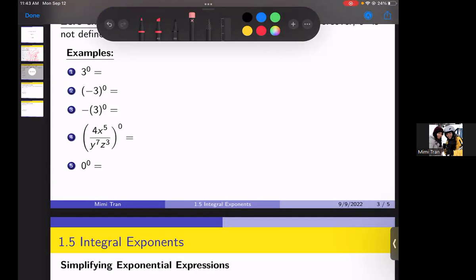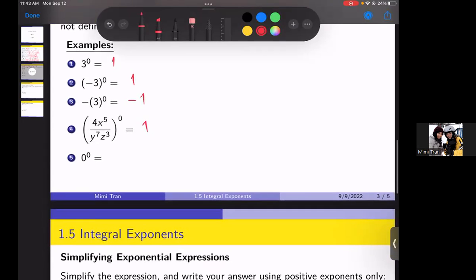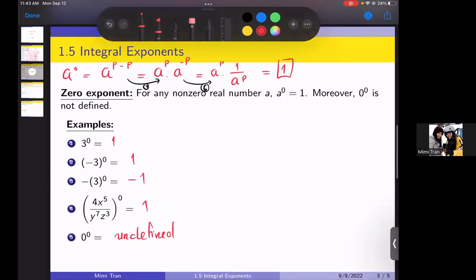Number 1. Anybody can answer. Number 1. Number 2. Number 3. Number 4. Last one. Very good. Yeah, 0 to the 0 power is undefined.